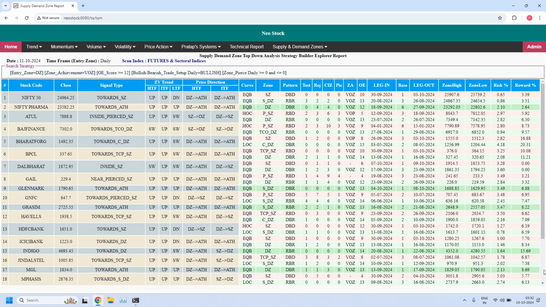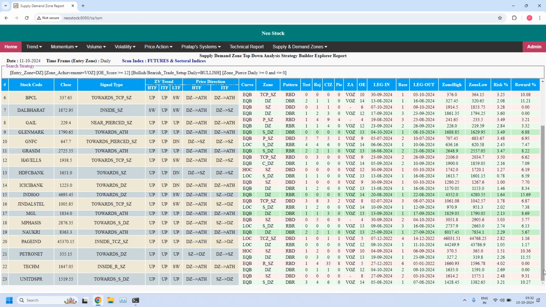These are the first 18 stocks that are supporting the bullish trade setup for the monthly income trade. So I am scrolling the list down. So a total of 23 stocks are filtered. All these 23 stocks are supporting the bullish trade setup for the monthly income trade. That is, entry time frame, daily.